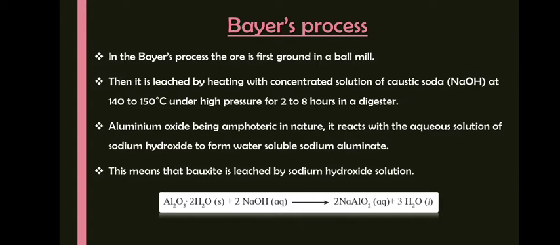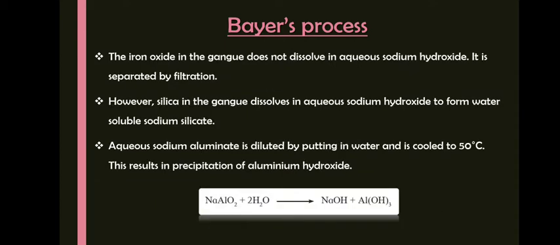Bauxite, that is Al2O3.2H2O, is reacting with caustic soda, that is NaOH, forming sodium aluminate, NaAlO2, along with water molecule. Followed? The iron oxide in the gangue does not dissolve in aqueous sodium hydroxide. It is separated by filtration. However, silica in the gangue dissolves in aqueous solution of sodium hydroxide to form water soluble sodium silicate.